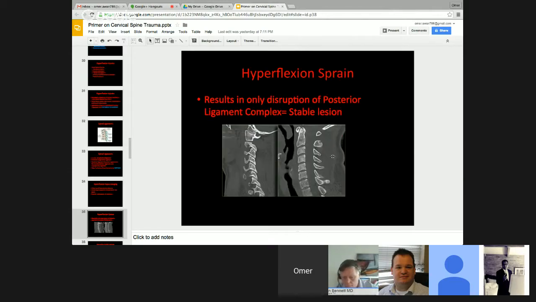So this is what a hyperflexion sprain looks like. Notice here that there's only disruption of the posterior ligamentous column, so this is a stable lesion. Notice that there's widening of the interspinous distance, or distance between the spinous processes, at this level at C5 and C6. So this would be a hyperflexion sprain at this level right here.